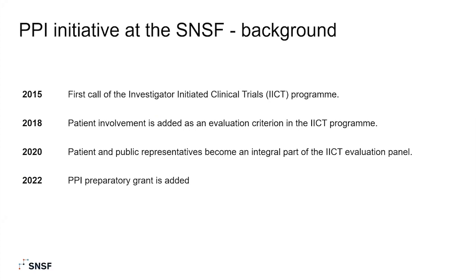So the IICT call started in 2015 at the SNSF, and patient and public involvement was added as an evaluation criterion for the first time in 2018. Since 2020, patient and public involvement representatives have become an integral part of the IICT evaluation panel. Larissa also joined the panel in 2020 and has since been involved in the evaluation of IICT grants. Moreover, as you already heard, the PPI preparatory grant was added in 2022 to mainly reimburse PPI activities and the time that the experts spent in the preparation phase of the proposal.